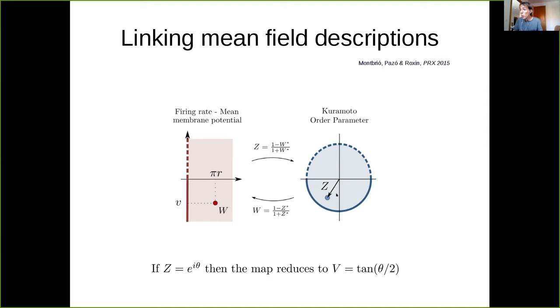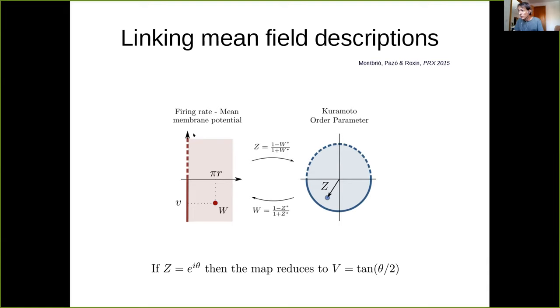In particular, when this Z has modulus one, say when all the theta neurons are exactly at the same state, then we evolve in this circle here, and this transformation reduces to the transformation I explained earlier, that links QIF and theta neurons. So this can be seen as a generalization of this transformation for these order parameters, the Kuramoto order parameter and this order parameter based on firing rates and potentials.